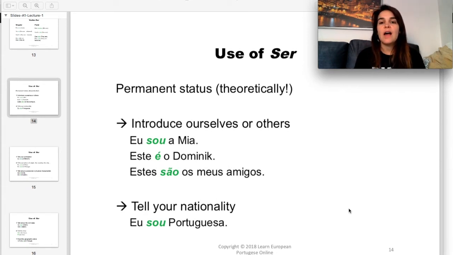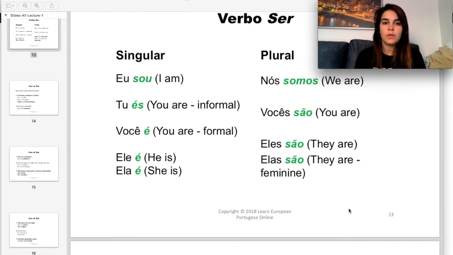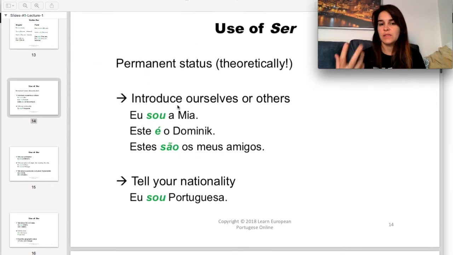So we use it with things that have a permanent status, theoretically. Well, maybe you don't get what I'm saying right now, but just hang in there. So what I mean is, like, if I say, for example, I am tall, this is unlikely to change, right? So I will use the verb ser, not verb estar, and I will say eu sou, remember? So eu sou alta, that means tall. So basically, me becoming shorter is not really an option. Okay, maybe when I'm older, when I start shrinking. But anyways, you know what I mean.